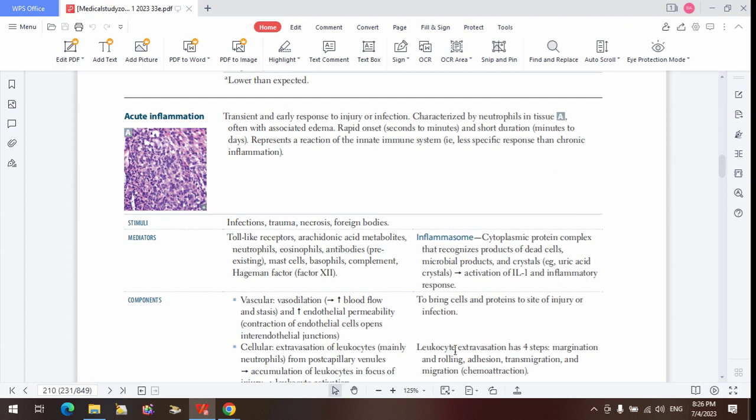It can activate C1Q. C1Q is one of the components of the classical pathway. We have C1Q, C1R, C1S. So if it activates that C1Q, it can activate C2 and C4.